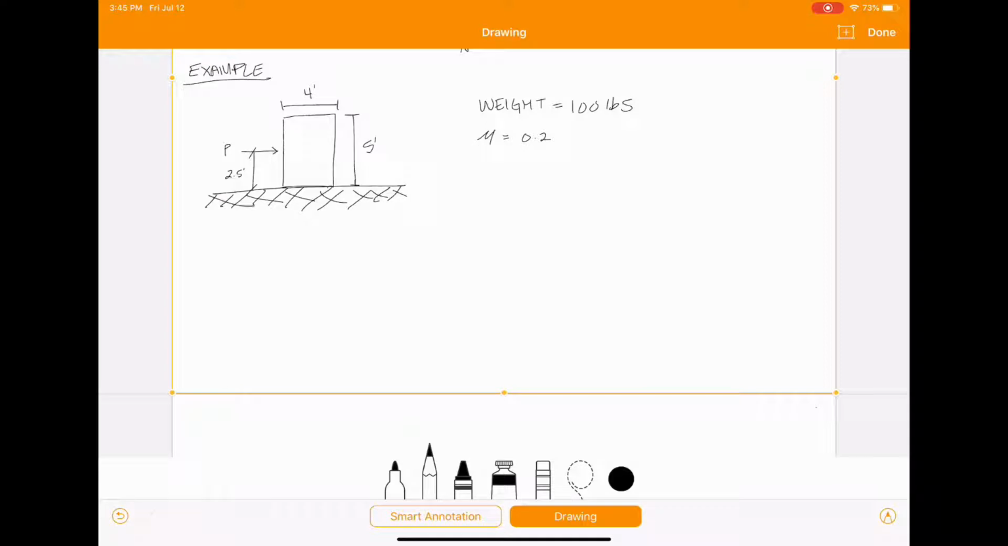So, looking at this, we want to find the maximum force that can be applied without moving the box.